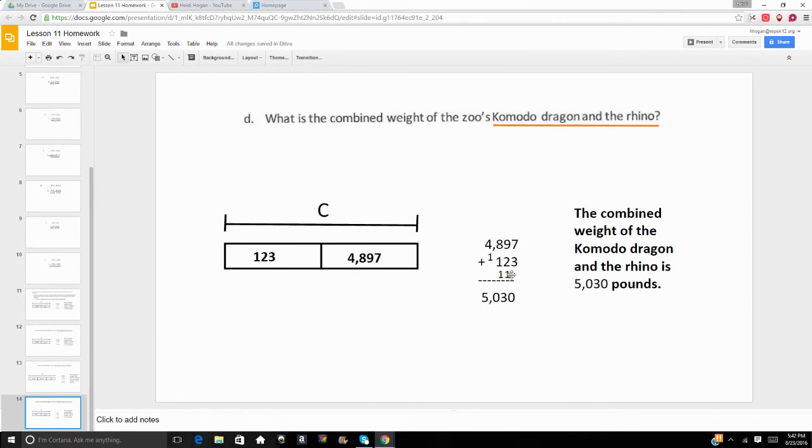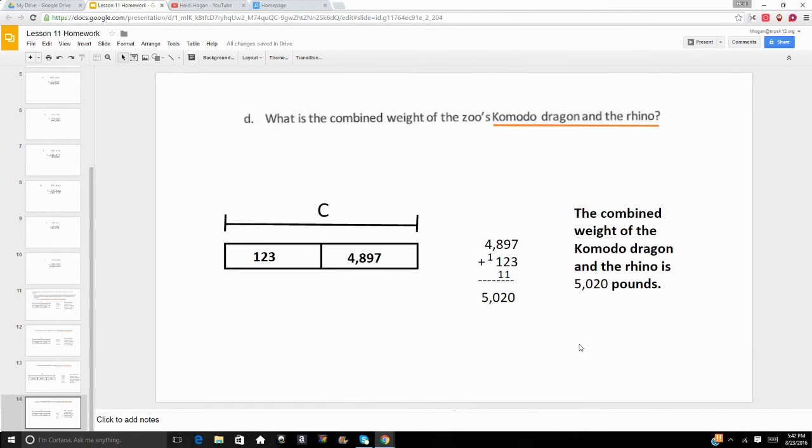4,897 and 123. 7 plus 3 is 10. 9, 10, 11, 12. This should be a 2, huh? Down here. 12. So keep the 2 and regroup the 1. 8, 9, 10. And 4 plus 1 is 5. So it's actually 5,020 pounds.